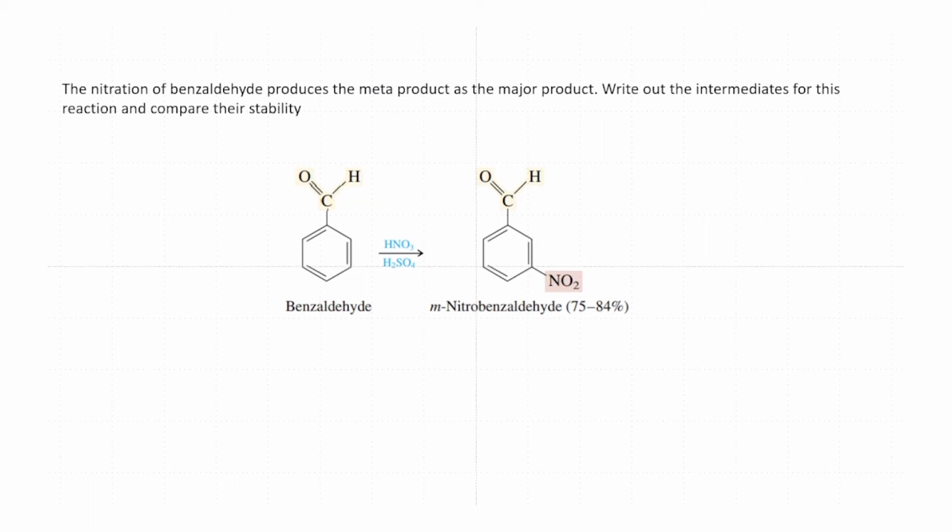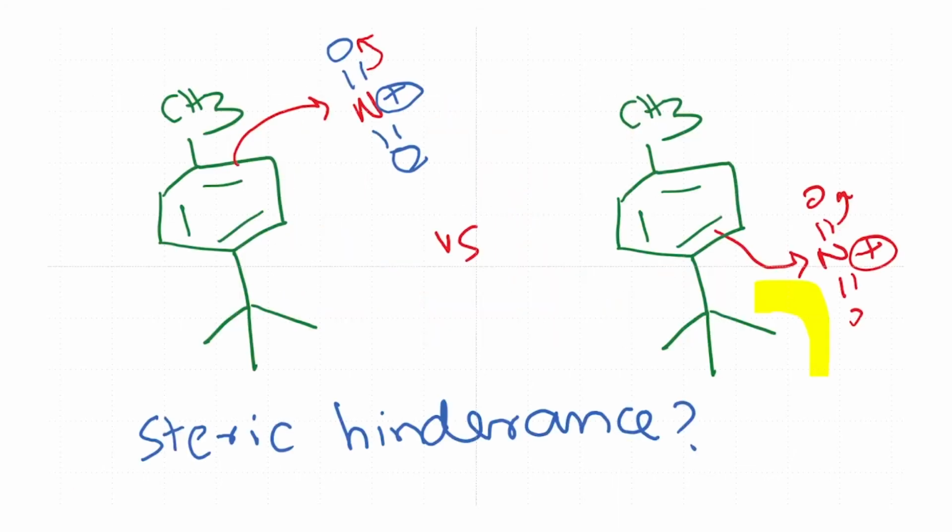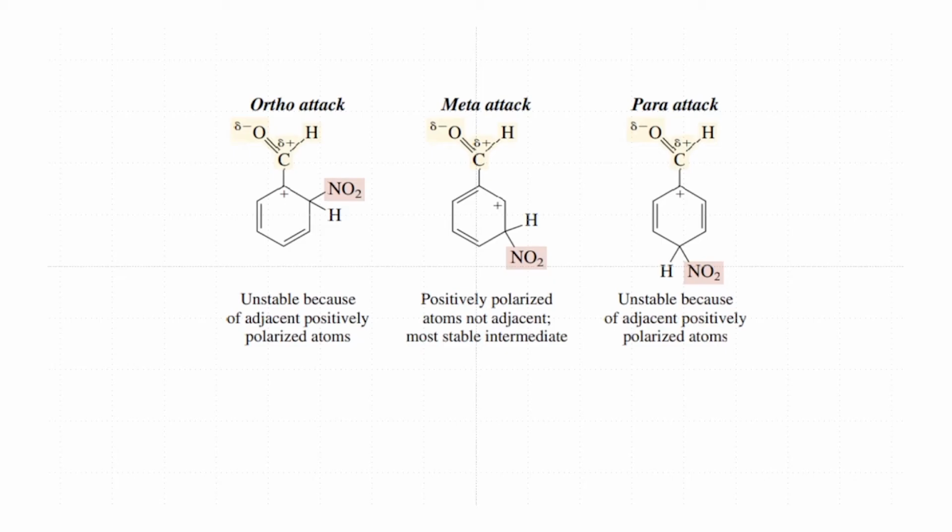Write out the intermediates for this reaction and compare their stability. So here in this question, benzaldehyde is reacted with HNO3 and H2SO4, and the meta-nitro product is the major product. We already know that the aldehyde is going to be electron withdrawing, so when we look at the three intermediates that are possible for ortho, meta, and para, just like the trifluoromethyl example and the other previous examples that we have taken, we need to consider the resonance form where there is a positive charge right next to the electron donating or electron withdrawing group, as that is going to be more important. So clearly this positive charge here right next to the aldehyde is going to be unstable, and therefore the ortho attack is not favored.